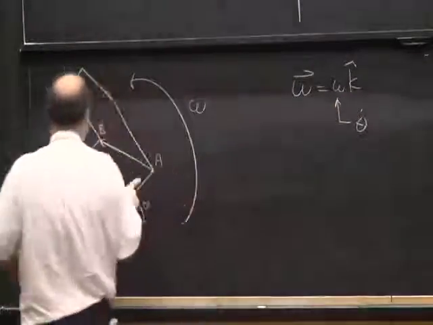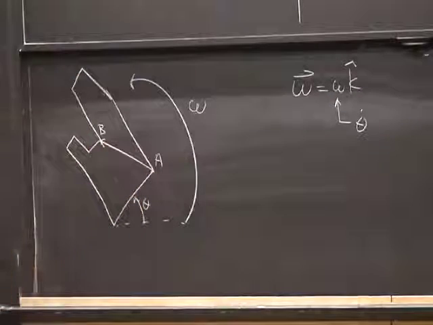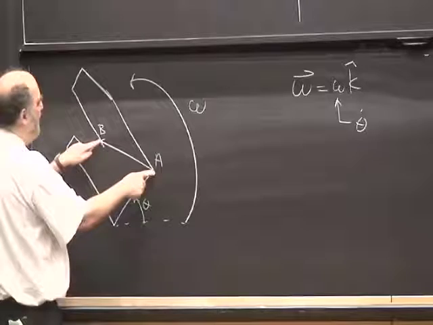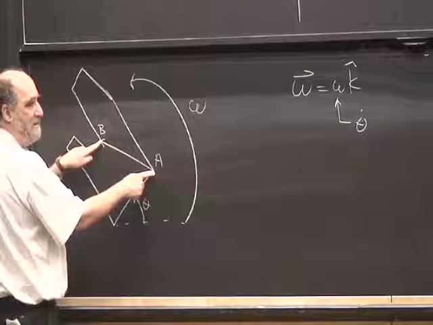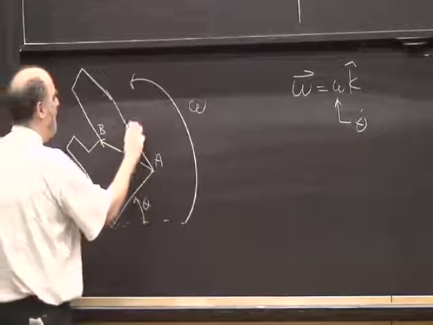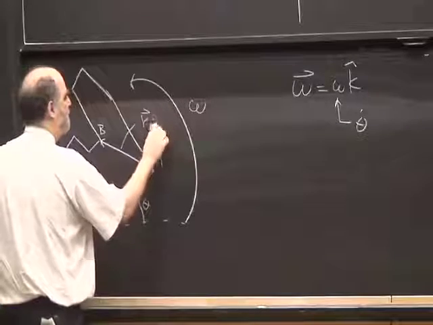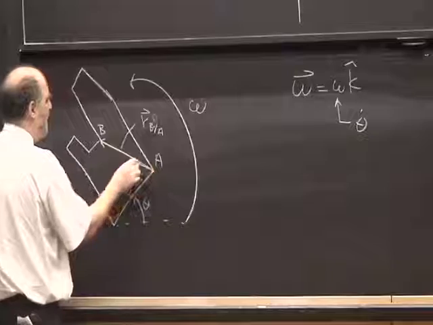What is theta dot? It's the rate of change of any angle we mark on here, because all angles, all line segments, have the same rate of change of angle. They all make different angles with the x-axis, but their rate of change is the same, every angle as every other. As this object rotates, this vector changes. So here is r of B with respect to A at some time, and here it is at a later time.